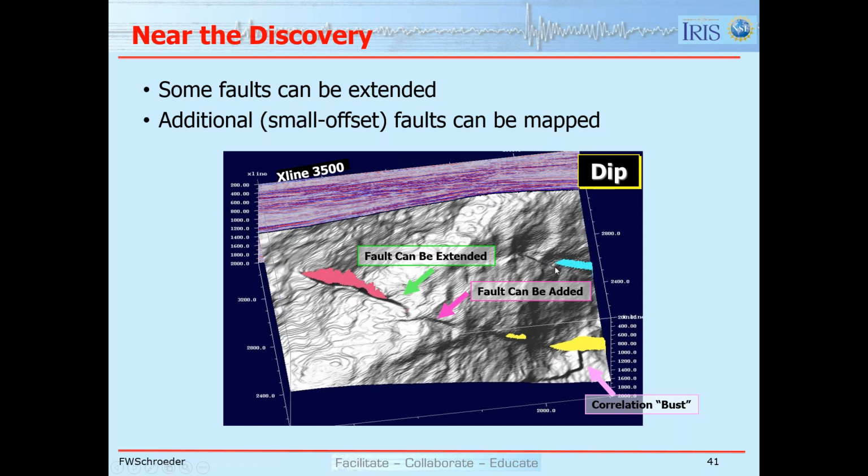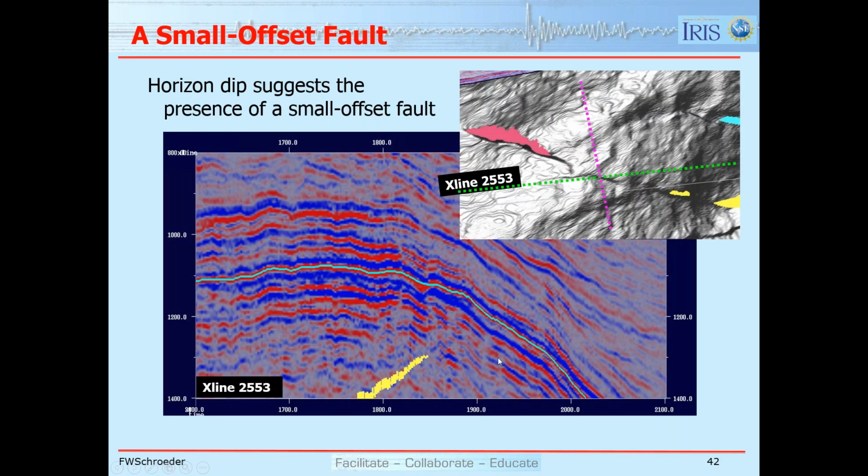This looks to me like it might be an offset, an en echelon fault, but there's a small offset fault, looks like it cuts through there. And then there's something here that all of a sudden goes almost due north and then is here, part of the yellow fault. This, as I look at lines through there, actually is not a fault, but it's a correlation bust where the horizon has jumped to a deeper horizon.